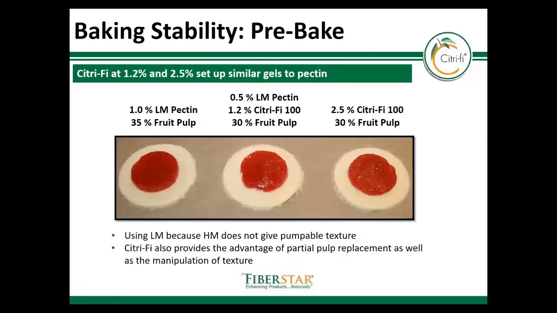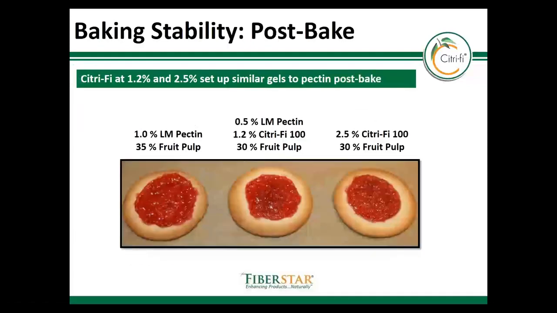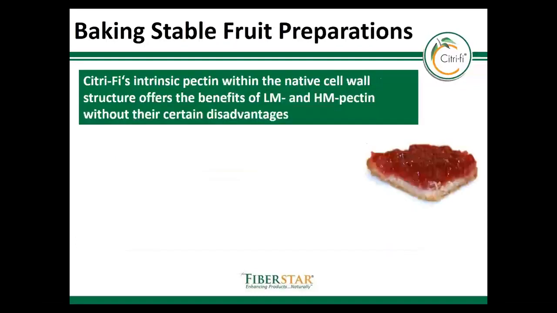You can see here that the fruit preparation with Citri-Fi at 1.2 and 2.5% set up gels that are like the pectin control. After baking, you can see that the fruit preps with Citri-Fi behaved like the pectin control. Despite the reduction in fruit pulp, the Citri-Fi containing cookies look similar to the pectin control.